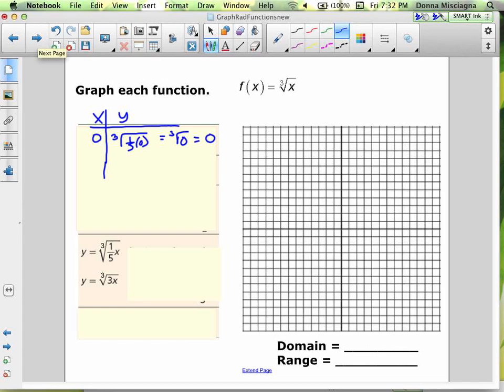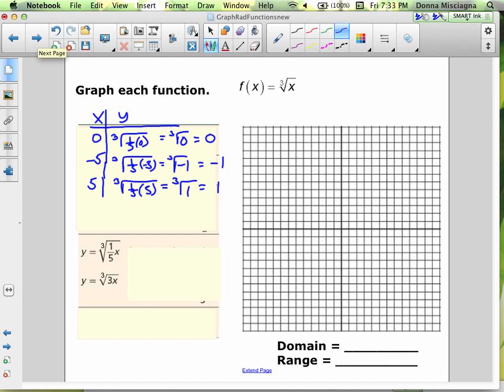I'm also going to choose -5. So we'd have the cube root of 1/5 times -5, which is going to be the cube root of -1, which is -1. And we'll choose +5. That's going to give us the cube root of 1/5 times 5, which is the cube root of 1, which is 1. Now, remember we said about the cube root, we can't just use those points because it looks like a line.